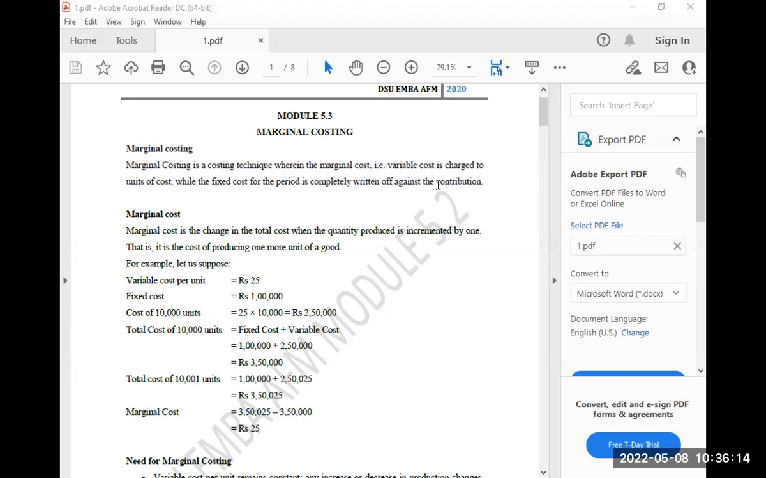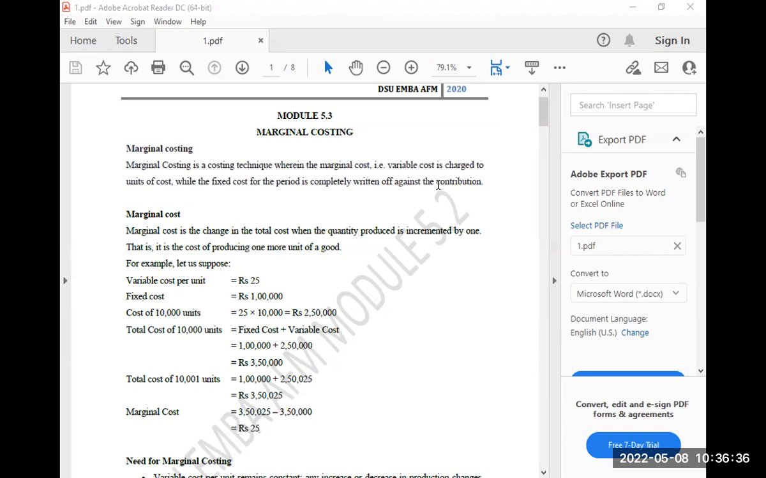If it is marginal profit, it means profit is the least. Below that, it will go into the loss. Okay, here marginal has the same meaning only, a little different. Marginal means marginal costing or marginal cost.